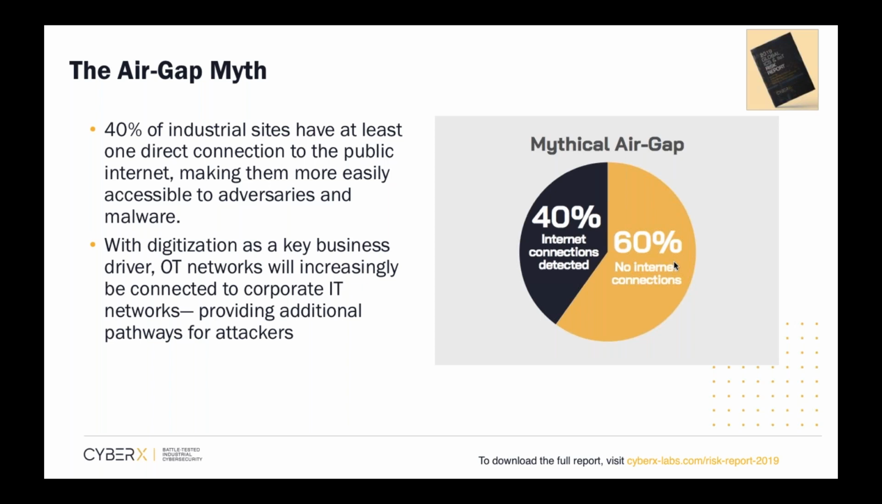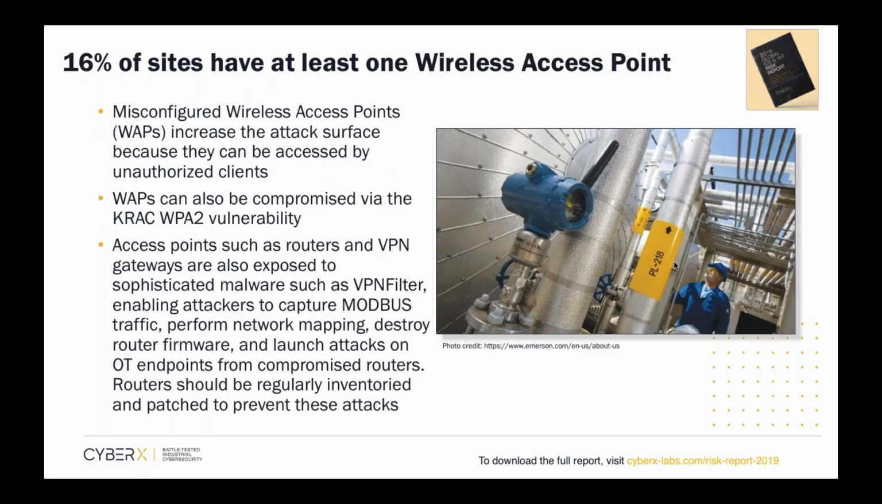So we found that 40% of industrial sites have at least one direct connection to the public internet, which of course makes them more easily accessible to adversaries and malware. The other thing we found was that 16% of sites have at least one wireless access point. That's, I guess, probably stating the obvious, that a wireless access point essentially increases the attack surface. I mean, that's another way in for an attacker. We know one specific way it could be used as a way in is through the cracked WPA2 vulnerability. That's if the wireless access point has not been upgraded or updated. And as I mentioned earlier, it's more difficult in an OT environment to actually upgrade one of these things.